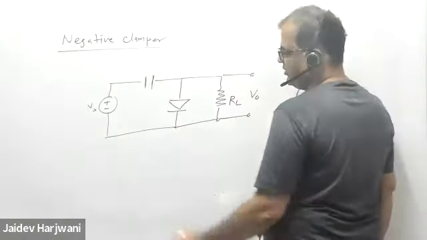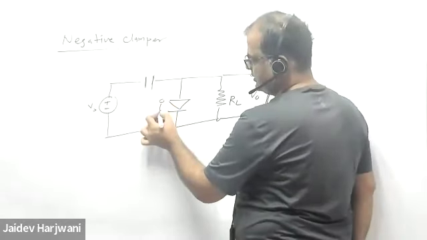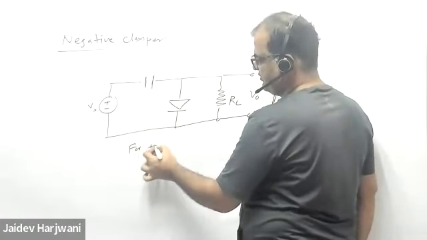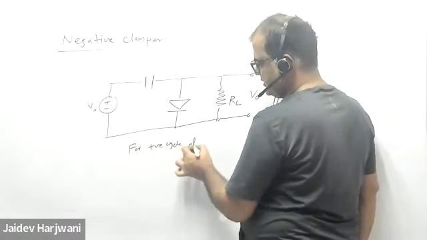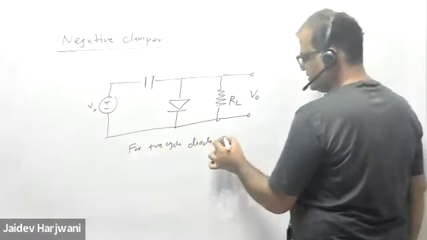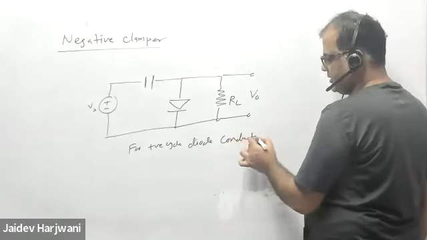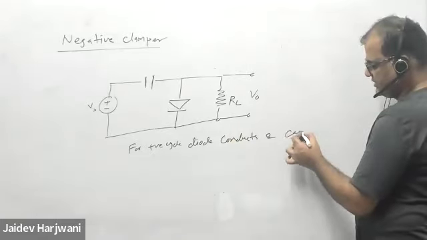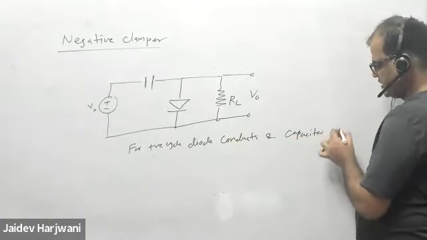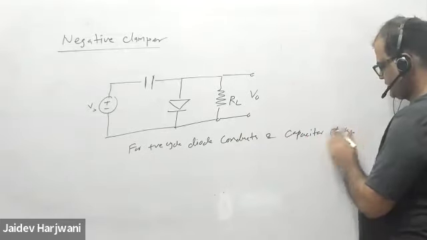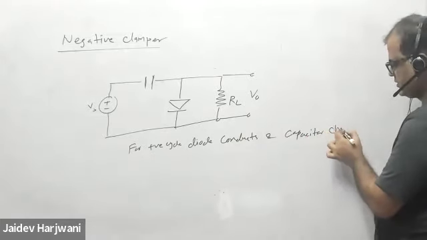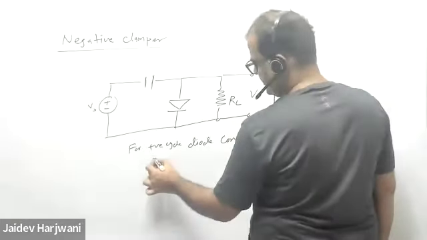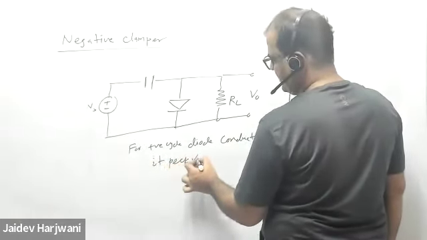So now for the positive cycle, this is short circuit. For the positive cycle the diode conducts, and the capacitor charges to its peak value.